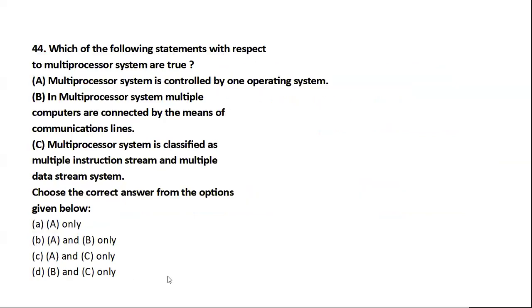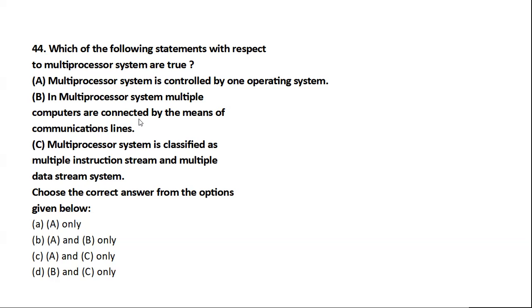Moving on to another question: which of the following statements with respect to multiprocessor systems are true? Related facts about multiprocessors are given. Option A: a multiprocessor system is controlled by one operating system. Option B: in a multiprocessor system, multiple computers are connected by means of communication lines. Option C: a multiprocessor system is classified as multiple instruction stream and multiple data stream. We have to identify which statements are true.